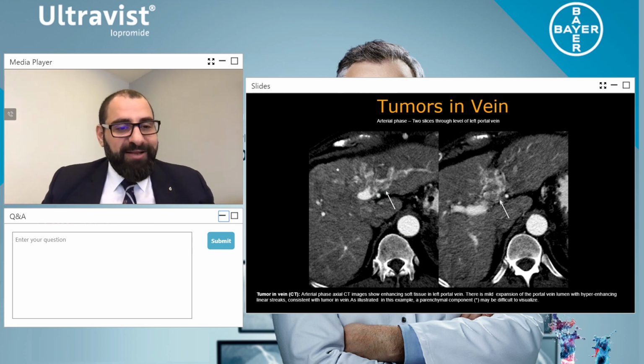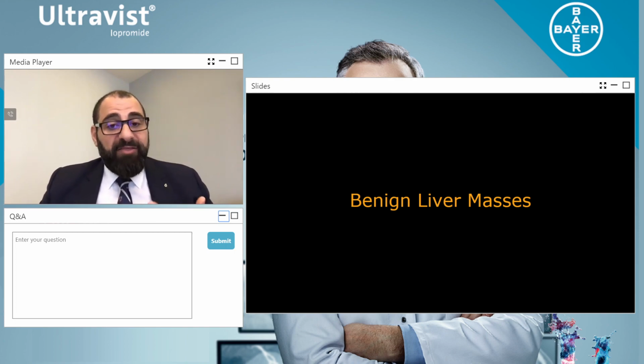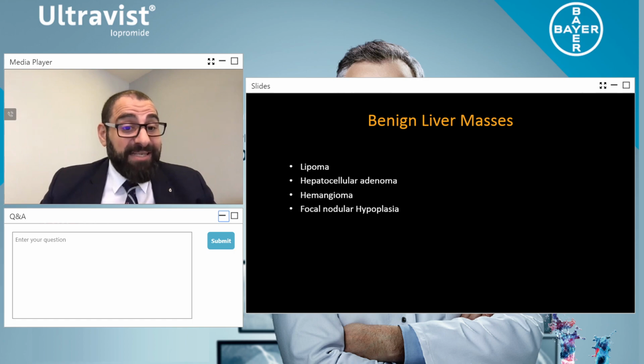So now I want to look at lesions of the liver between benign and malignant-based lesions. I'm going to talk about the 4 most common lesions. This is lipoma, hepatocellular adenoma, hemangioma, and focal nodular hyperplasia.